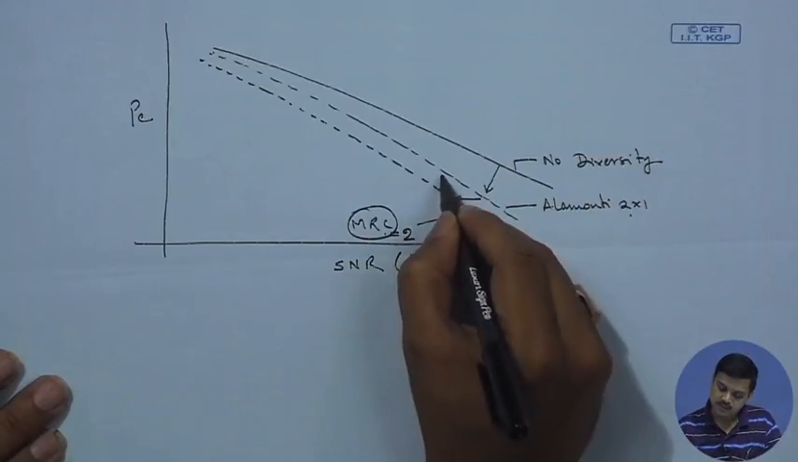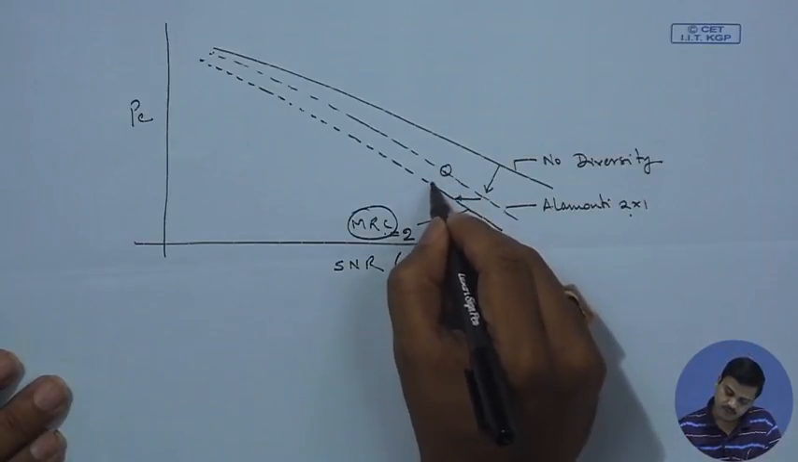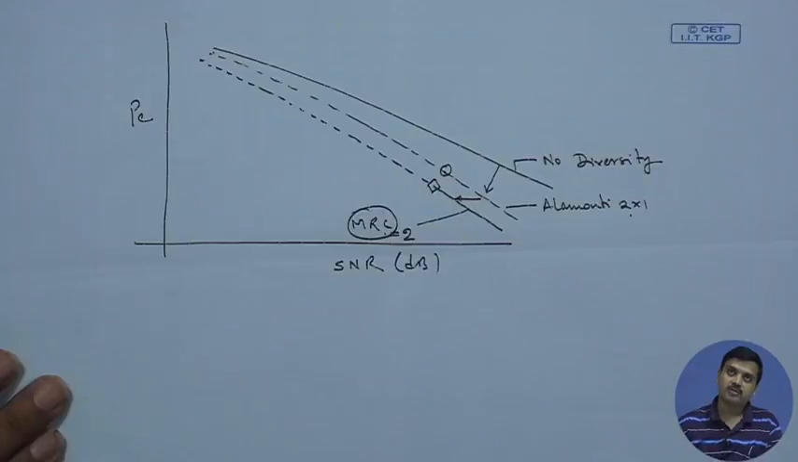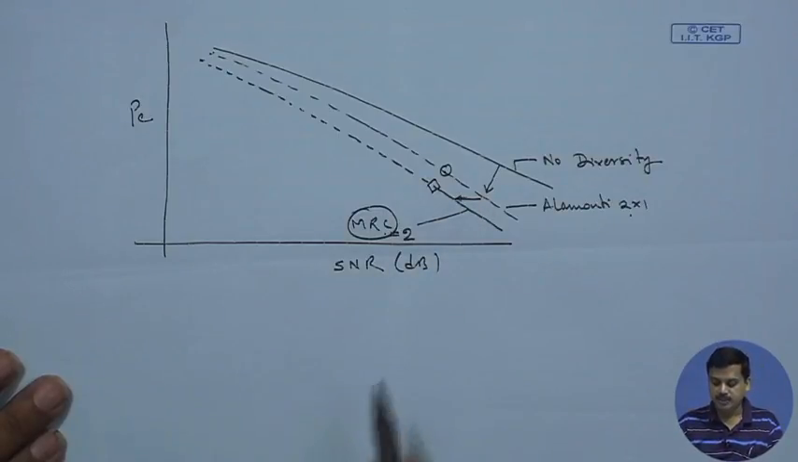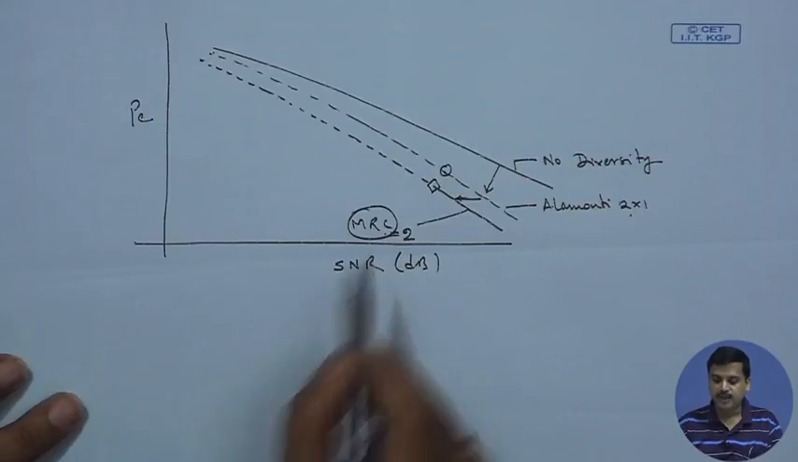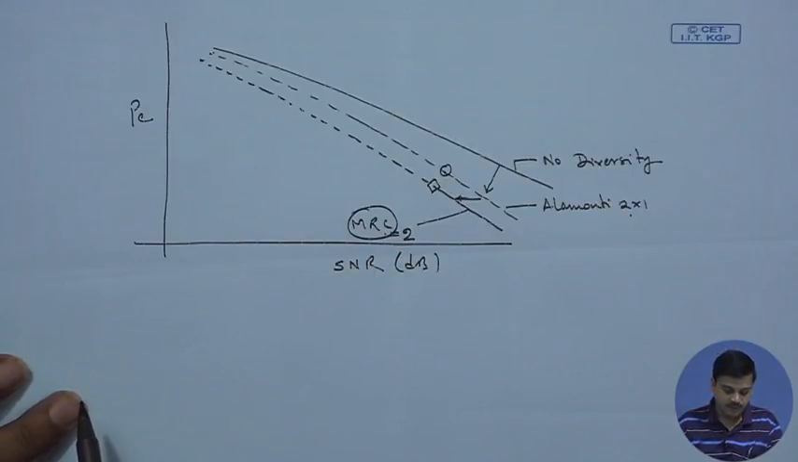to 2. Now since the slope is the same between this and this, the order of diversity is the same, but here there is an additional gain, which is an array gain, that is present because of the coherent combining that is available in the case of the MRC scheme.